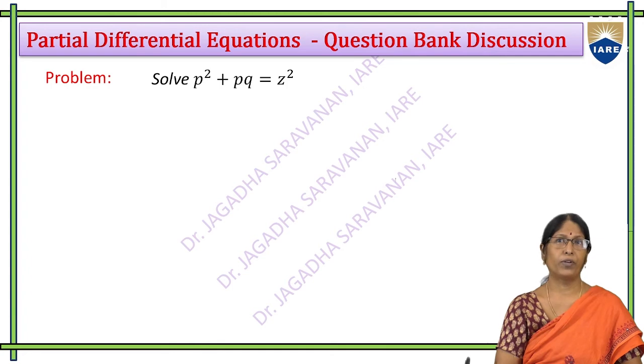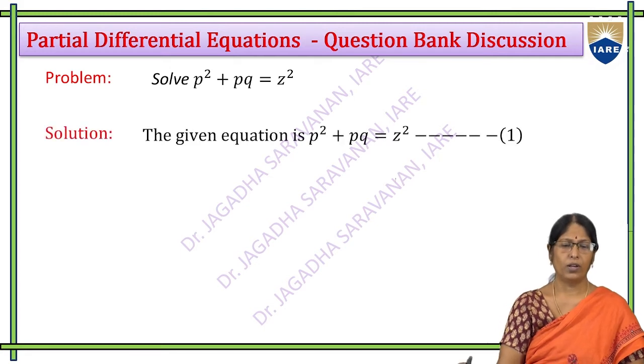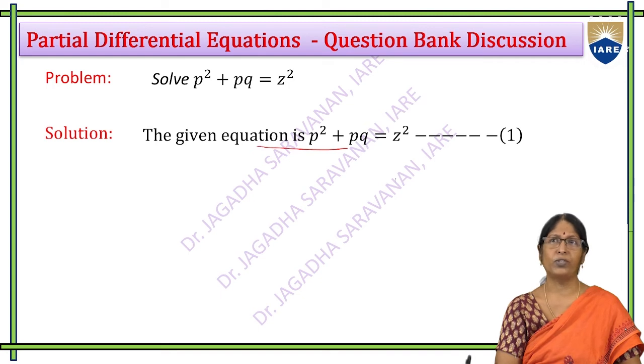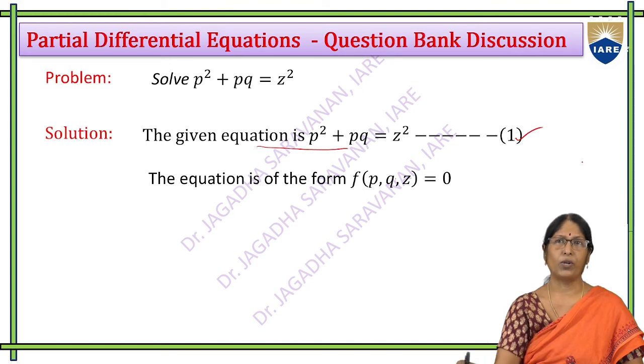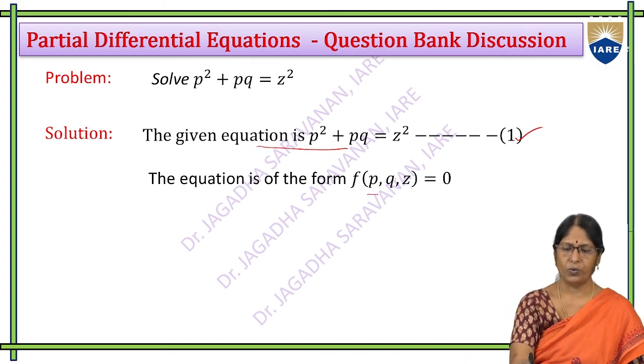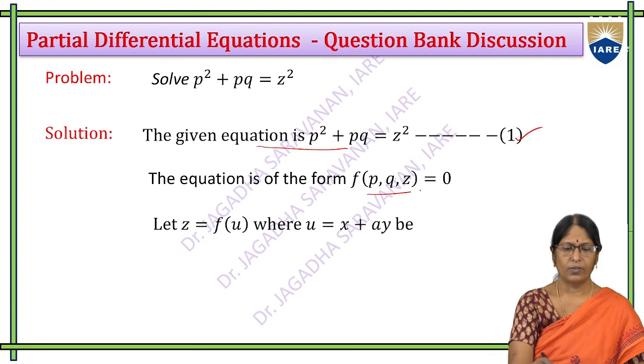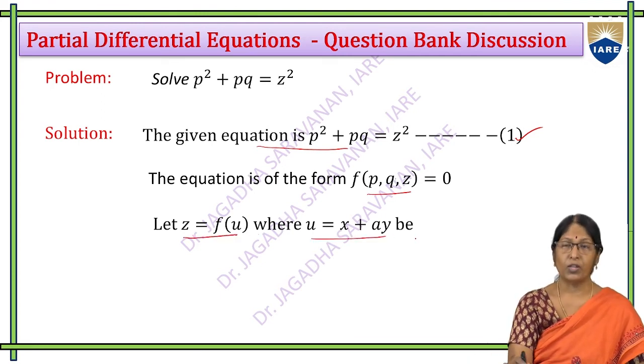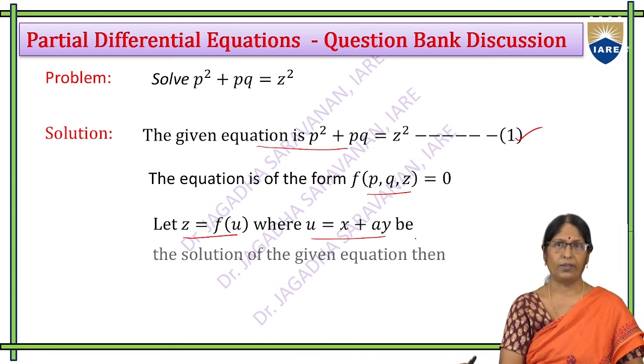Next, we are noticing this problem. P, Q, Z are there. X, Y, the two variables, are missing. It comes under standard form 2. So the given equation is P square plus PQ equal to Z square. We name this equation 1. Here P, Q, Z are there. Z equal to F of U, and U we are assuming as X plus AY.